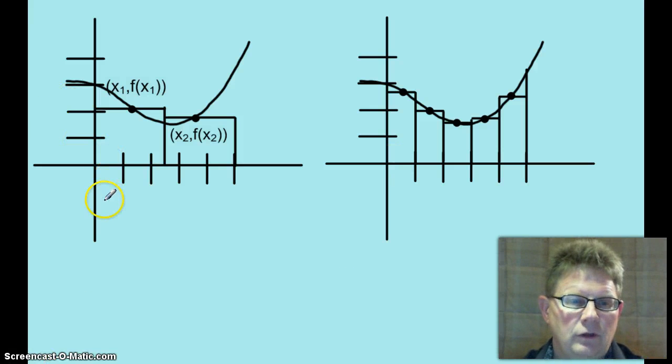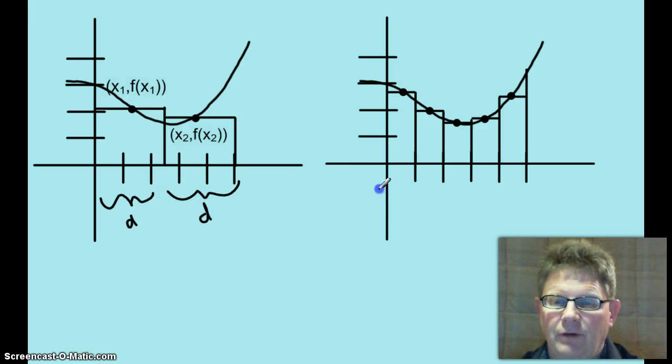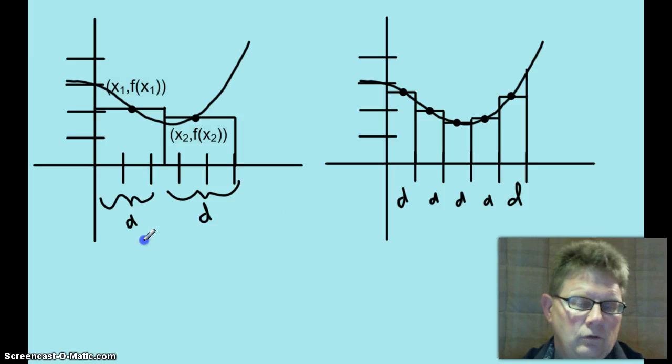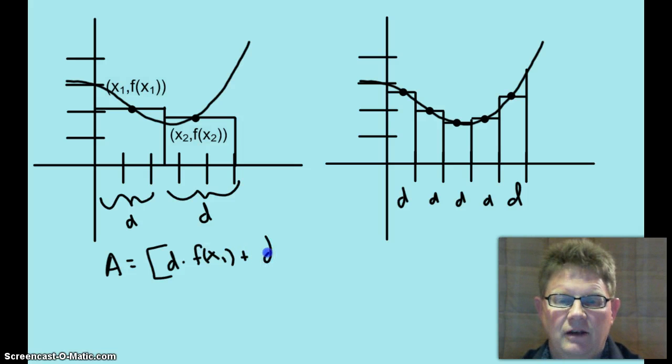Okay, so what we're going to do is make the width of each rectangle D. We're just going to call the width of the rectangles D. So the area underneath the curve here is the width times the height, which would be the y value, f of x sub 1, plus the width again, same width, times the height of the second rectangle, f of x sub 2.